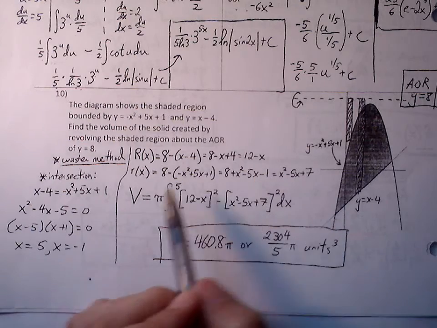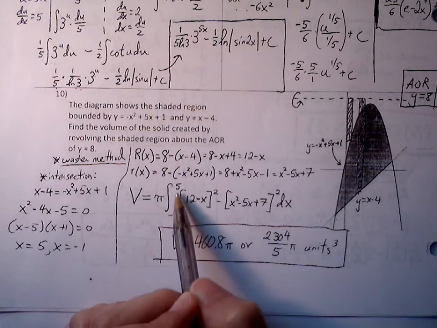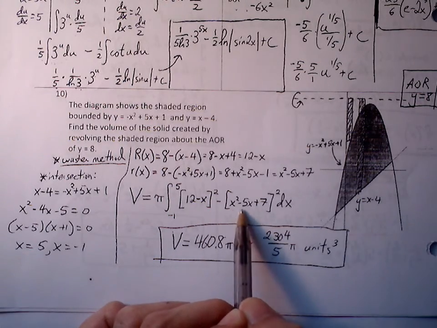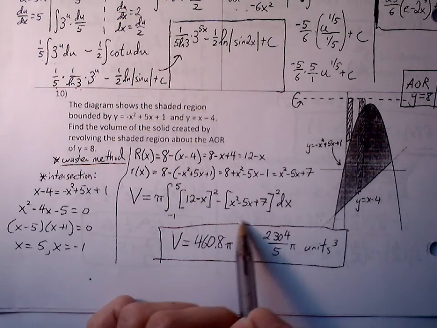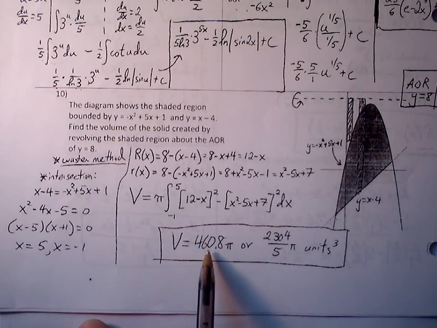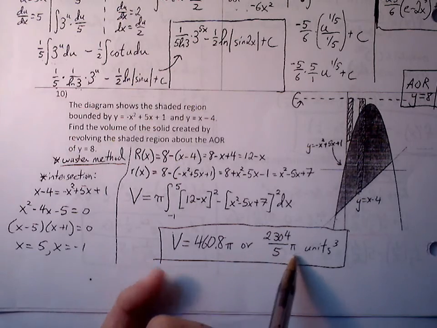So we have pi definite integral from our left to right bound from -1 to 5, big radius squared minus little radius squared, and we use our calculator to evaluate the volume, which comes out to be 460.8 pi, or 2304 over 5 pi cubic units.